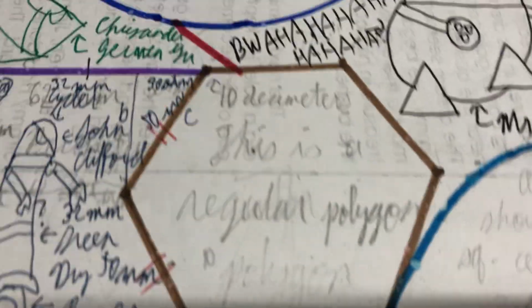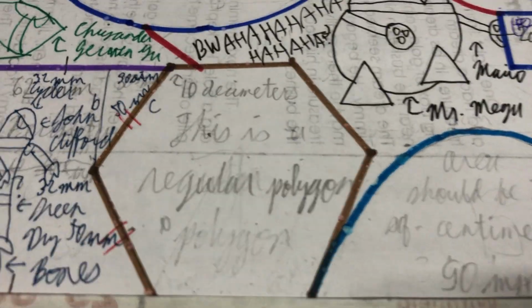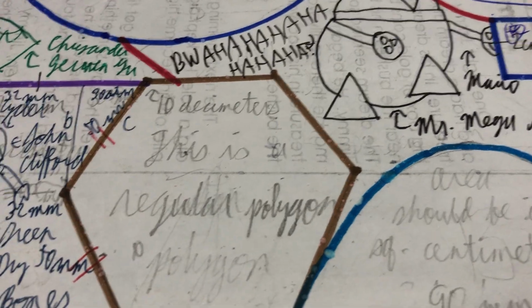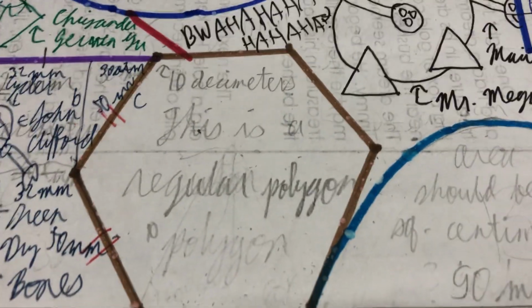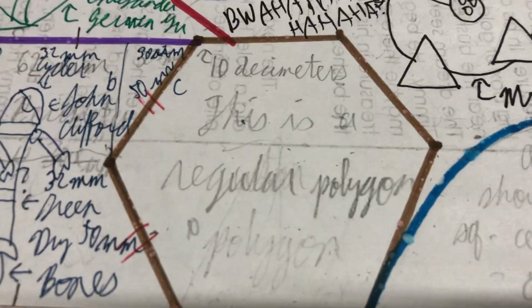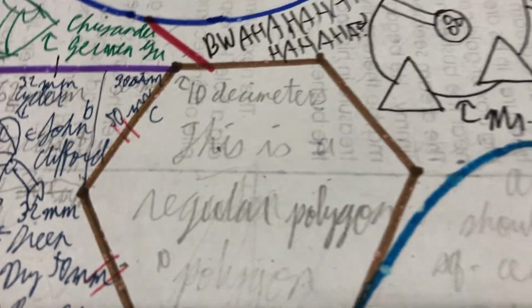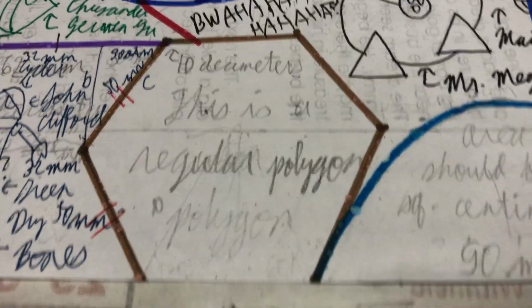Now, it says here that this is a regular hexagon. And our job, our bread and butter, is to solve for the perimeter and the area of the hexagon. This is a regular hexagon. And when we say a polygon is regular, anong ibig sabihin yun? Ibig sabihin, all sides and all angles of the polygon are all congruent. Like for instance, this is a regular polygon.